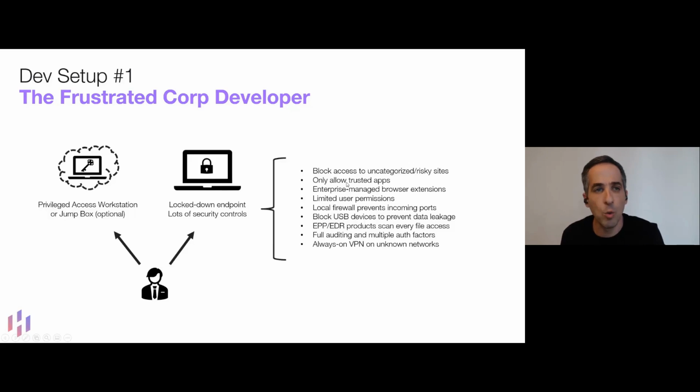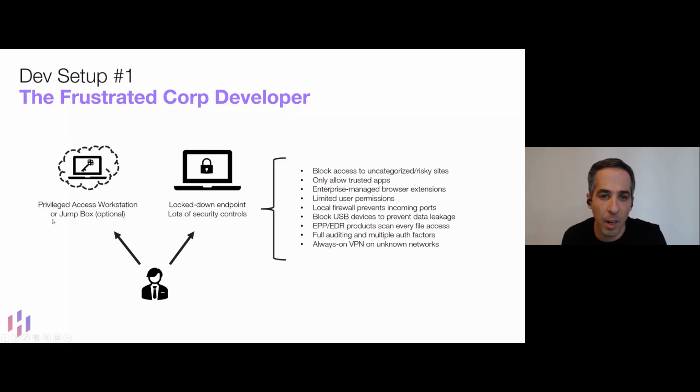And especially now during COVID and when people are working remotely, they might have always on VPN. So when you're connected to your home network, your laptop cannot just be freely connected to your home network, and you are forced to use a VPN at all times, preventing you from accessing your local resources and not being under the control of the enterprise network security. So that's a set of examples of lockdown and restrictions enterprises put on the frustrated corporate developer.